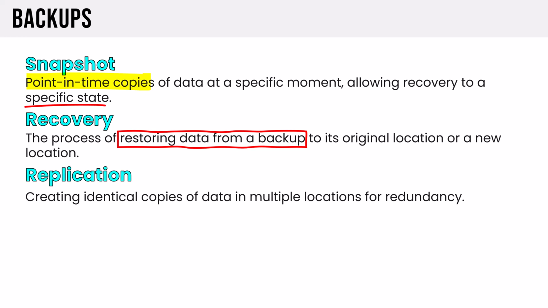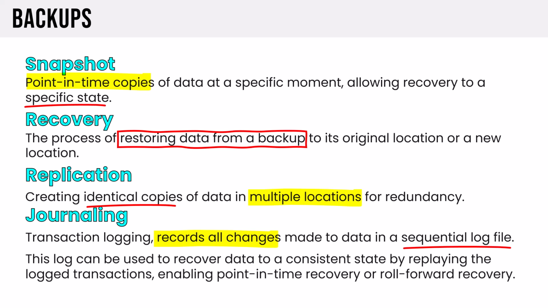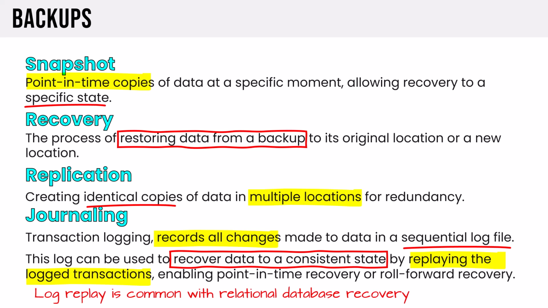We have replication, creating identical copies of data in multiple locations for redundancy, and journaling, transaction logging, recording all changes made to data in a sequential log file. This log can be used to recover data to a consistent state by replaying the log transactions, enabling point-in-time recovery or roll-forward recovery. That replaying of log transactions is actually pretty common with some relational database recovery strategies. Point-in-time recovery would recover the database to a specific point in time, and roll-forward recovery would bring it up to typically right before the moment of the critical failure.